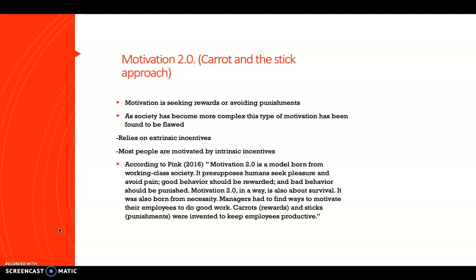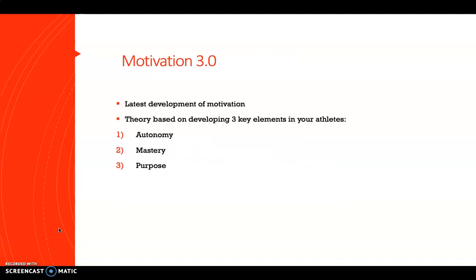It presupposes humans seek pleasure and avoid pain. Good behaviour should be rewarded and bad behaviour should be punished. Motivation 2, in a way, is all about survival. It was also born from necessity. Managers had to find a way to motivate their employees to do a good job. Carrots, rewards, and sticks, punishment, were invented to keep employees productive. So in sport, if you did a good job, you get a pass. If you did badly, run laps on the track or the field.